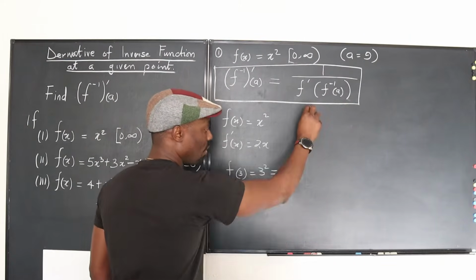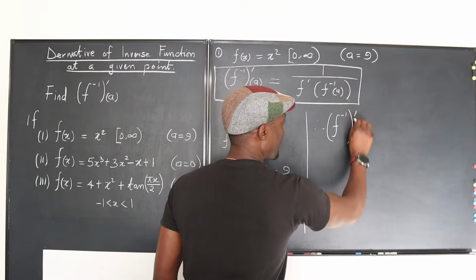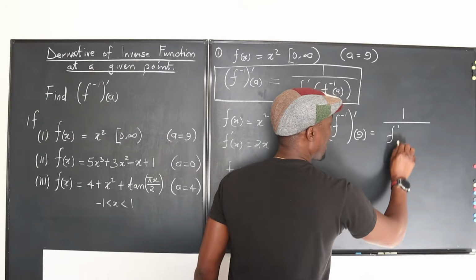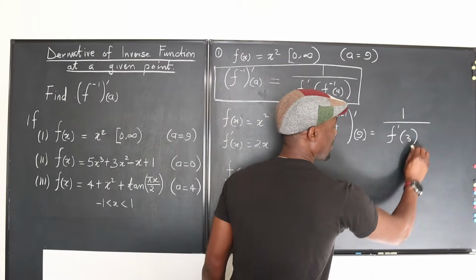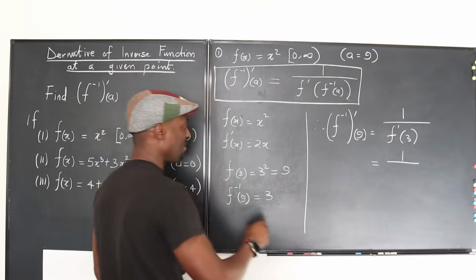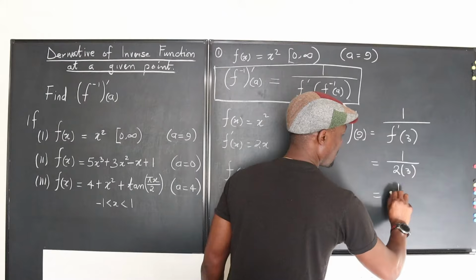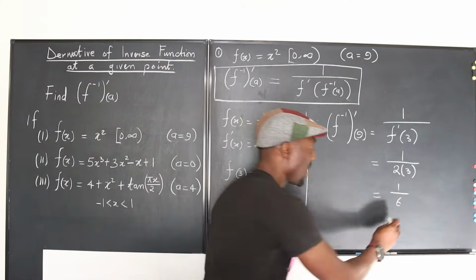So let's go. Go here and say, therefore, the derivative at 9 will be equal to 1 over f prime of x, but x is evaluated at this, which is 1 over, what is f prime of x? It's 2x. You see that? Because if you put 3 here, you're going to get 6. And that's it. Your answer is 1 over 6.